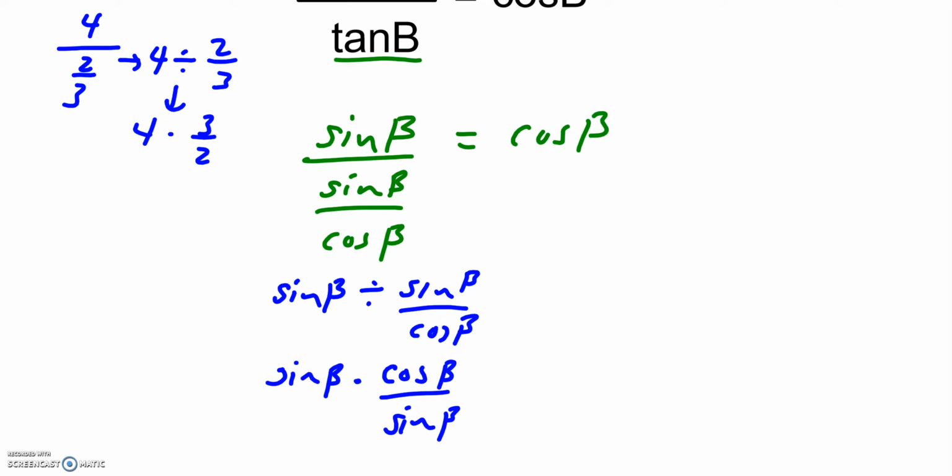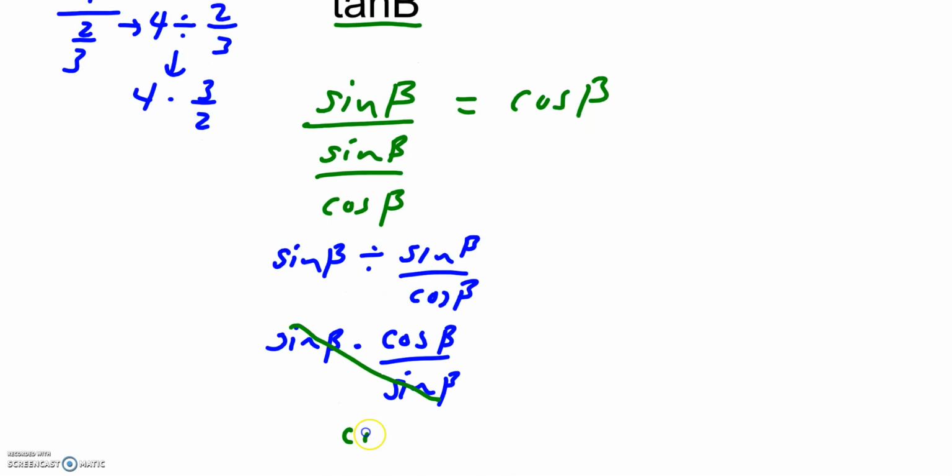Now, lucky for us, I noticed that we have these sines cross out, so I'm just left with cosine of beta on this side. And if we carry down the cosine of beta every time, we get that the identity is verified. We got that this side is cosine of beta, and this is cosine of beta also. So check, I've proven or verified the identity.